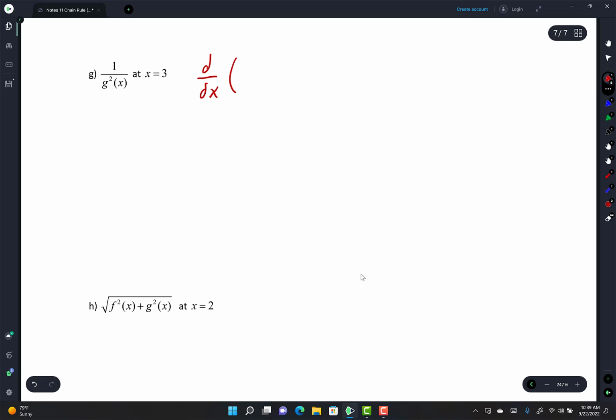d/dx, bring that g squared up. I don't like the 2 being right next to the g there. I'm going to put it like this. You'll see what I mean when I bring it up. I'm going to write it like this: g of x, and I'm going to put the whole shebang to the -2, like that.